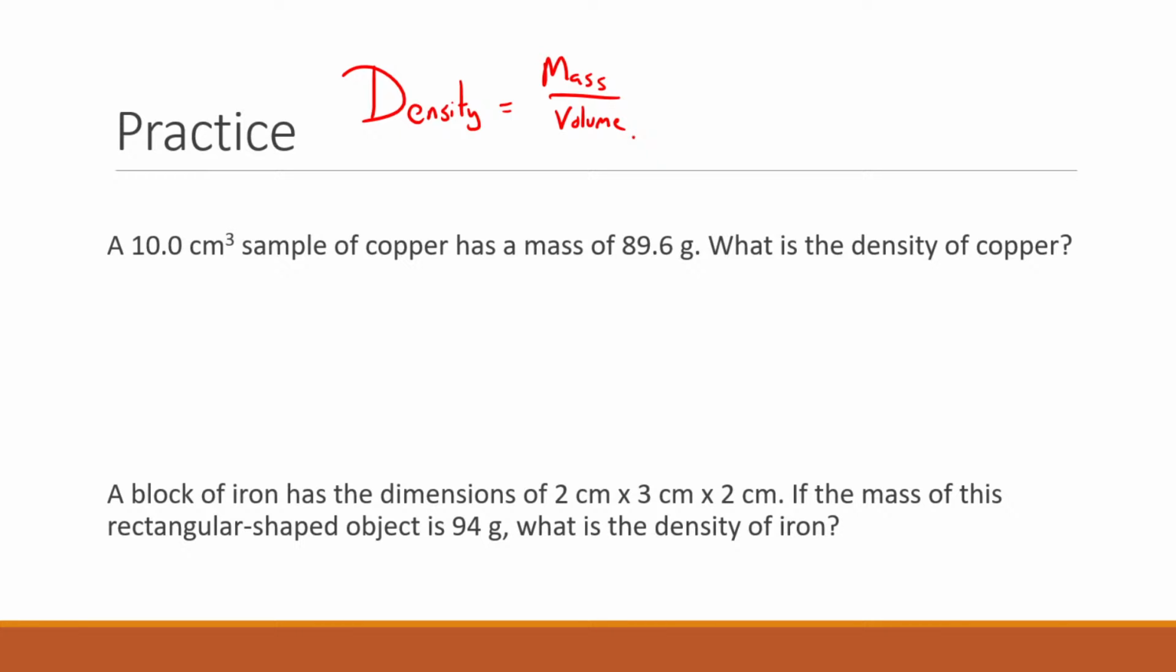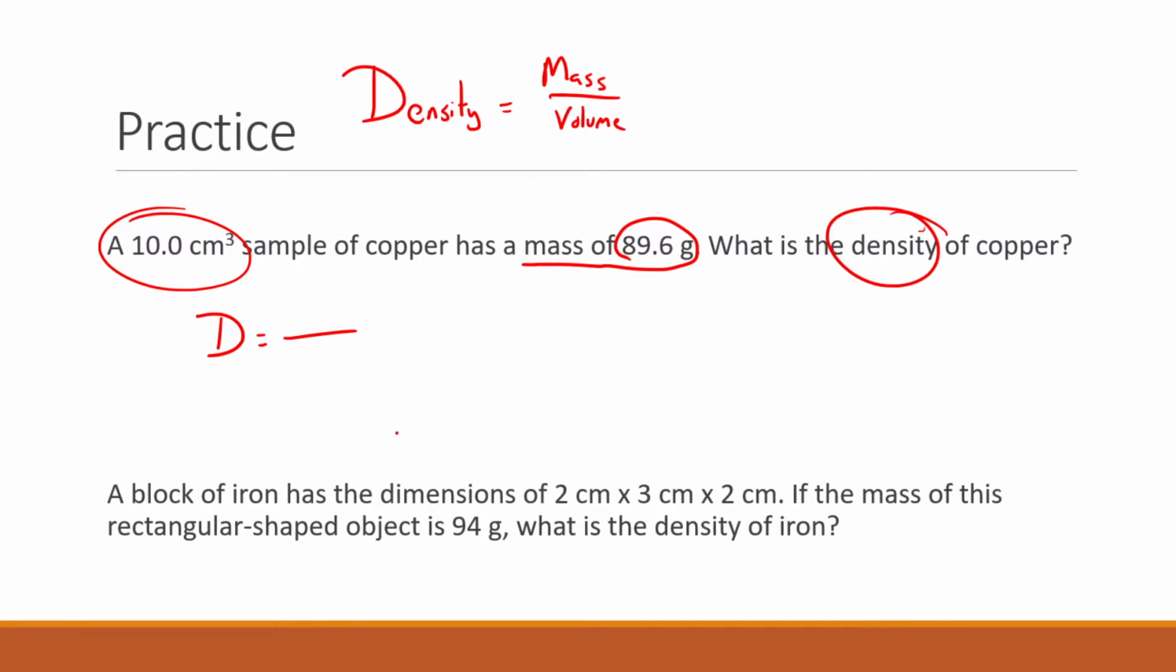So, let's look at our answers here. First, we have a 10 cubic centimeter sample of copper with a mass of 89.6, and they say, what is the density? So if we're plugging in, we know density is the variable we're looking for. We have two pieces of information. We've got the 10 centimeters cubed and the 89.6 grams. We need to figure out which one of those is mass and which one is volume.